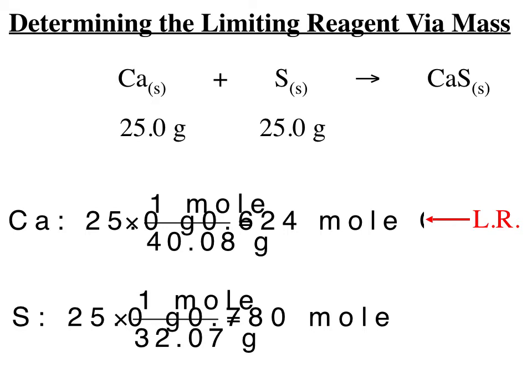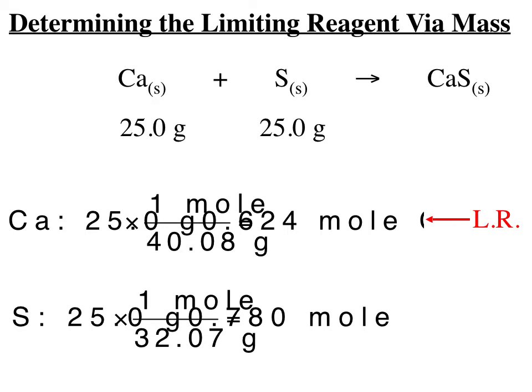So we should take the molar mass of calcium from the table, divide that into the mass of calcium, and find that there's 0.624 moles of calcium. Take the molar mass of the sulfur, divide that into the mass that I put into the pot, and I would see that there's 0.780 moles of sulfur. By comparing those, and since they react 1 to 1, I have fewer moles of calcium than sulfur, so the calcium is the limiting reagent.